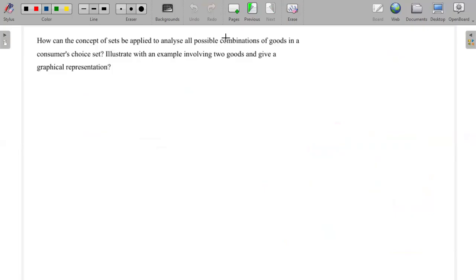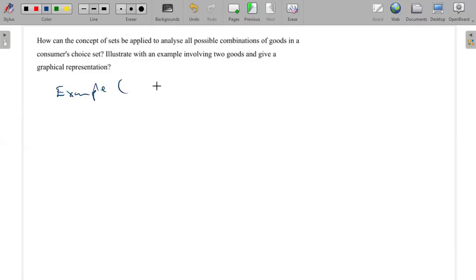So the question says, how can the concept of sets be applied to analyze a possible combination of goods in a consumer's choice set? And then they're telling us, illustrate with an example involving two goods and give a graphical representation of this. So they're telling us, how can we use it to analyze what possible combinations of a consumer? So first of all, we take the example because they say to use an example.